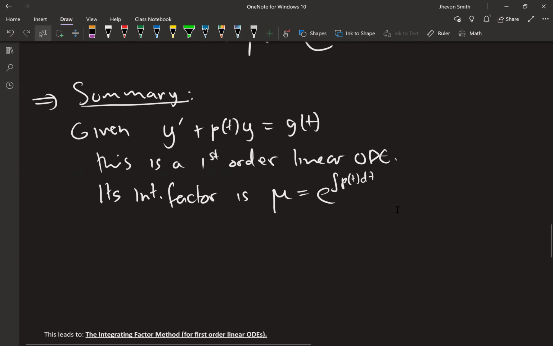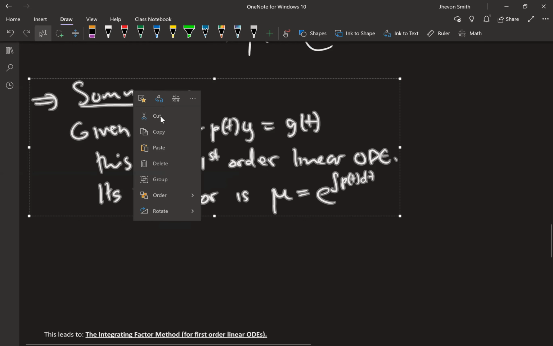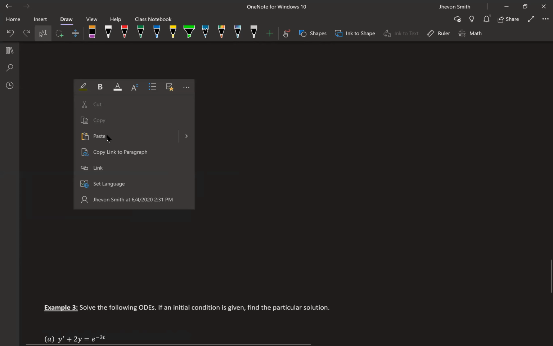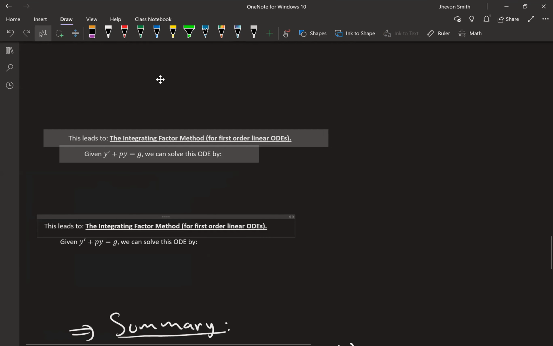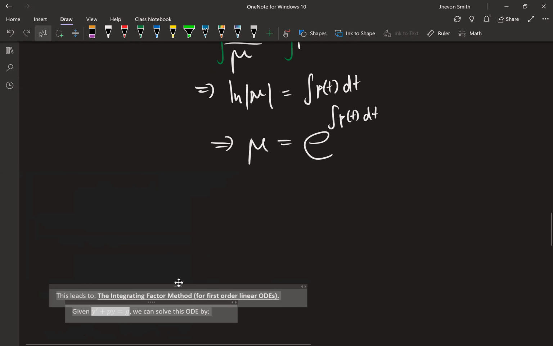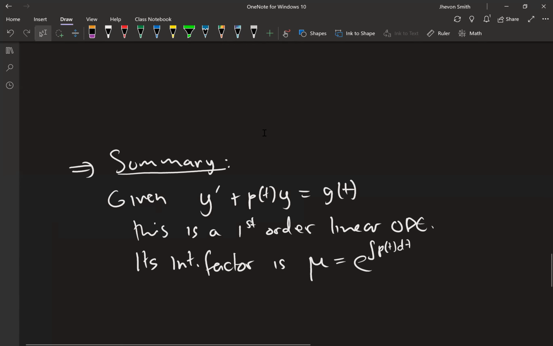Oh, I already started doing that down here. Right, so this leads to the integrating factor method. Let me get rid of this.